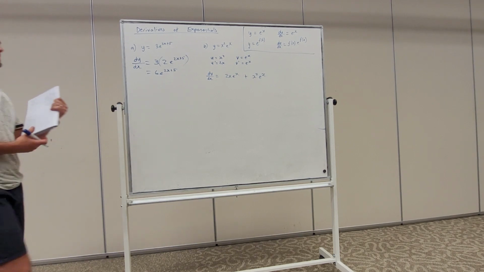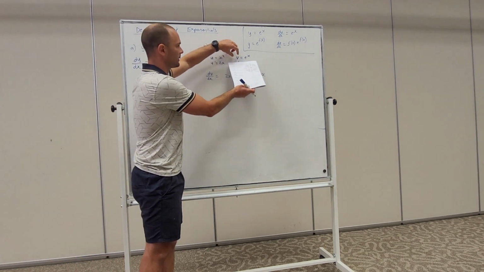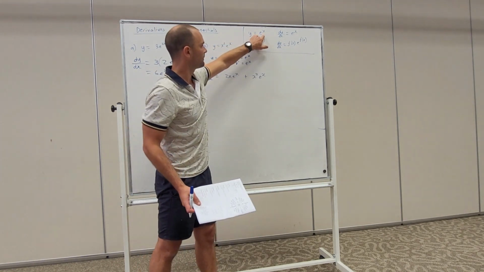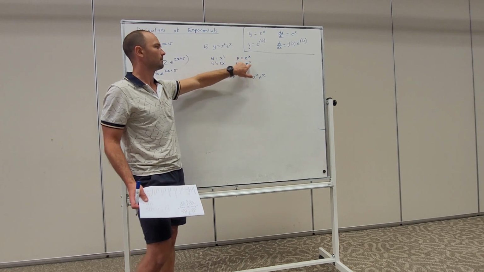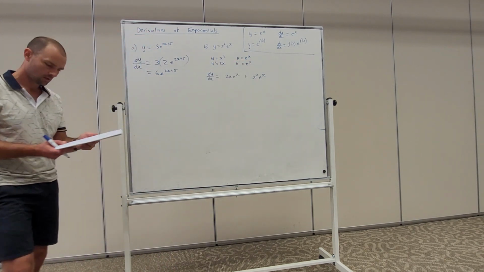Now I hope I didn't skip over v there. I probably did that a little bit quickly. If the function is e to the x, the derivative is e to the x. So v and v dash are going to be the same. That's how I differentiated that part.